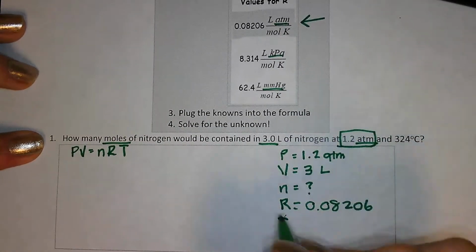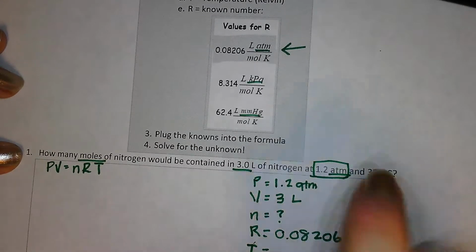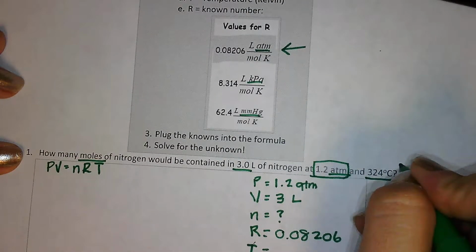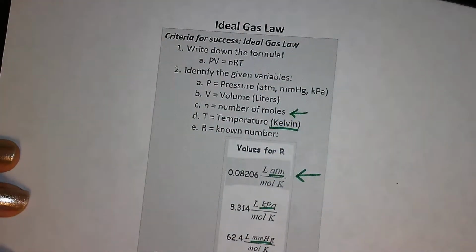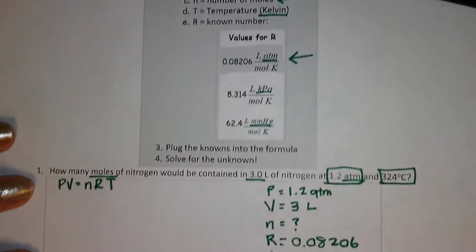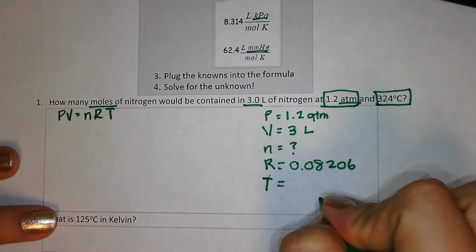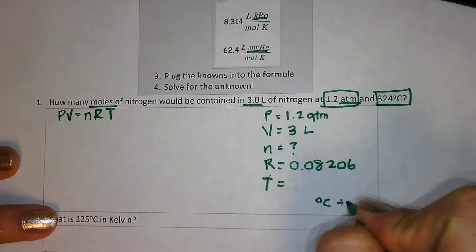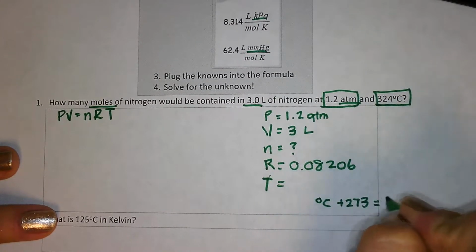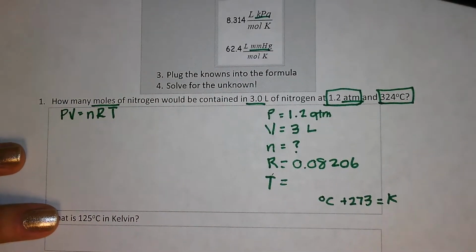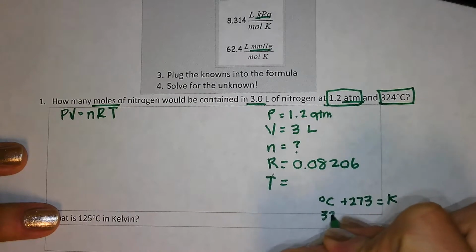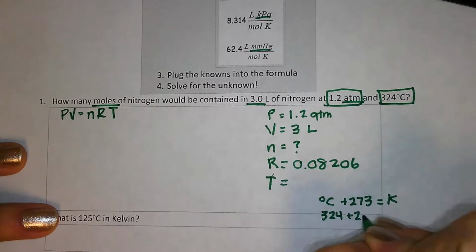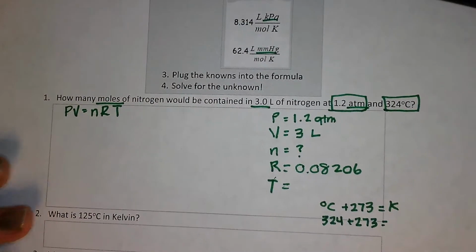And lastly, we got T. T is temperature, and they give us temperature in Celsius. What you have to remember is that temperature should always be in Kelvin for all of these problems. So, how do you turn degrees Celsius into Kelvin? You add 273, and that will equal Kelvin. So if my temperature is 324 Celsius, I'm going to add 273 to equal Kelvin.